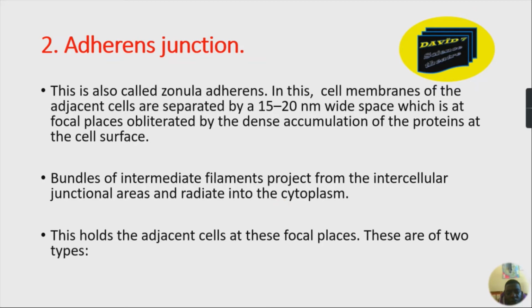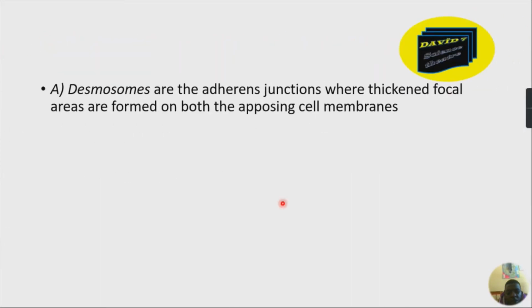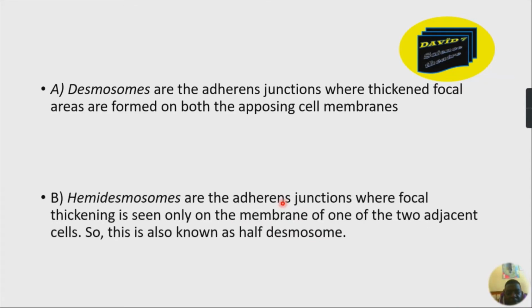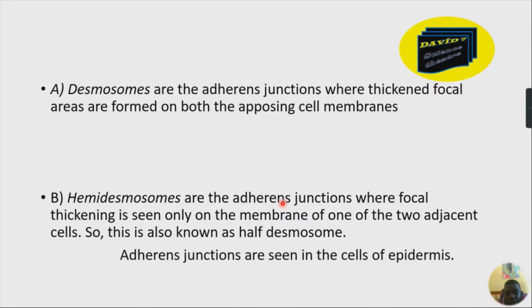They are of two types. One type is called desmosome and the other hemidesmosome. It is called a desmosome if the thickened focal areas are formed on both of the opposing cell membranes. It is called a hemidesmosome if the focal thickening is seen only on the membrane of one of the two adjacent cells. So this is also called a half desmosome. And adherence junctions are usually seen in the cells of the epidermis.